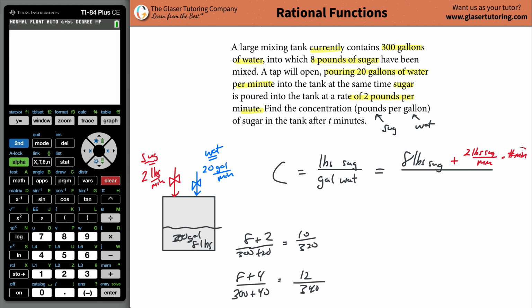And now if you notice, what's going to happen is that the minutes will cancel. And what you're left with is pounds of sugar plus pounds of sugar. So dimensionally, we're consistent. In other words, you're going to be left with pounds of sugar in the numerator, right? And then the pattern, what's the pattern in the denominator?